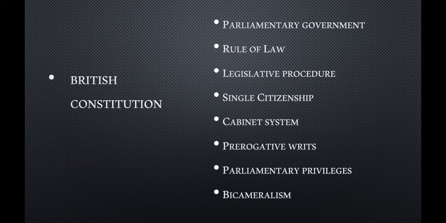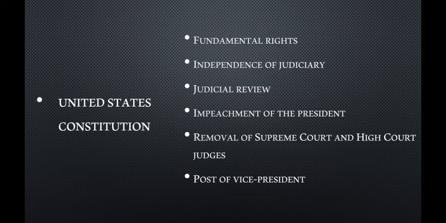Then next is the British Constitution. So there are eight features which are borrowed from British Constitution. These are parliamentary government, rule of law, legislative procedure, single citizenship, cabinet system, prerogative rights, parliamentary privileges, and bicameralism. That means two houses. First is upper house and lower house, which is also called Lok Sabha and Rajya Sabha.